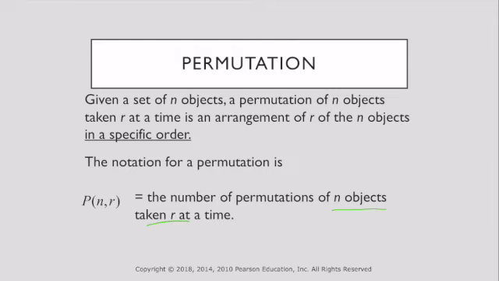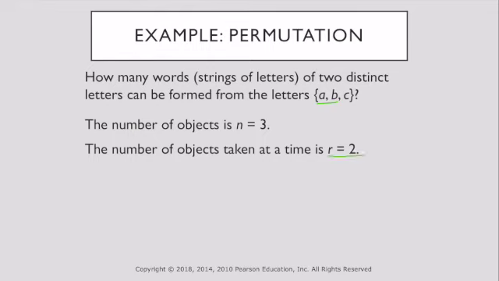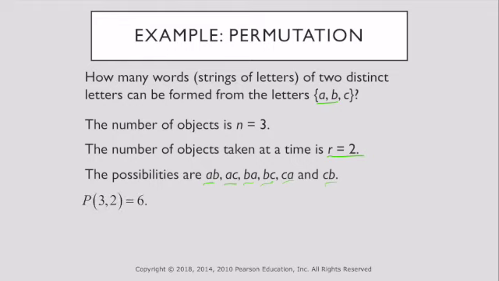So let's look at an example. How many strings of 2 distinct letters can be formed from A, B, C? So the number of objects here is 3, but I only want to take 2 at a time. So that's going to be our r. Our possibilities are AB, AC, BA, BC, CA, and CB. Those are the only words we can come up with, especially if we aren't having any duplicates. So P of 3 comma 2 is 6.